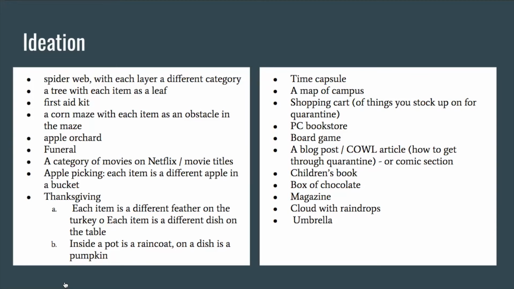As you can see here, we initially thought of a tree with each item as a leaf, an apple picking where each item was a different apple, except this would actually be within a bucket rather than the apples on the tree. And then we did also think of an apple orchard. And although instead we did a single tree with apples instead of leaves that are displayed, but then can be put into a bucket, you can really see how that was kind of a culmination of these different ideas.